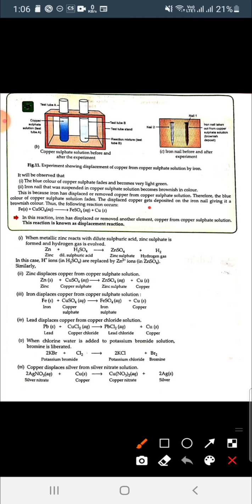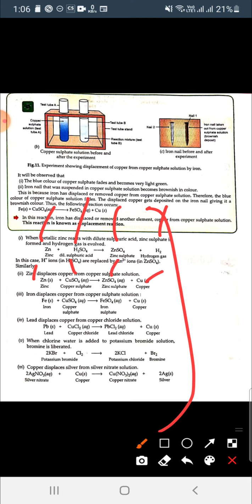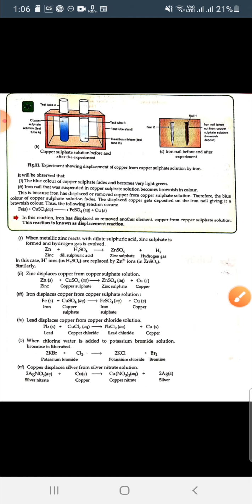And there are some more displacement reactions. Zinc plus sulfuric acid gives you zinc sulfate plus hydrogen. Zinc plus copper sulfate gives you zinc sulfate plus copper. Iron plus copper sulfate gives you ferrous sulfate plus copper. Lead plus CuCl2 gives you lead chloride and copper. KBr and Cl2 gives you KCl and Br2. So all these are displacement reactions.